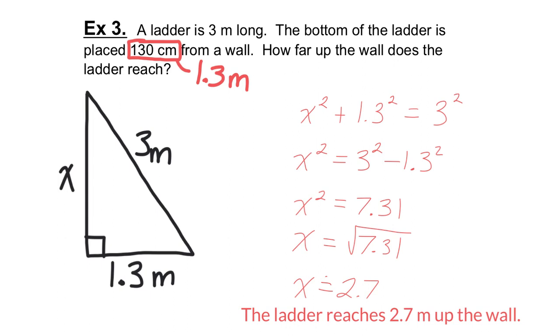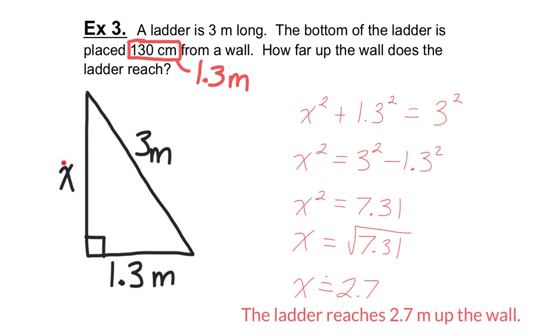So here's how I interpreted the question. Here's my ladder. It's 3 meters long. The bottom of the ladder is 1.3 meters away from the wall. 130 centimeters is 1.3 meters because 100 centimeters is 1 meter. That's the conversion factor. I assumed a right angle here, and it's a safe assumption because walls are usually built perpendicular to the ground. We don't build walls at angles to the ground or else the wall is going to fall over. So that's a very safe assumption in any of these questions.